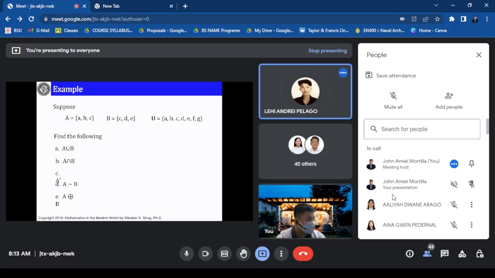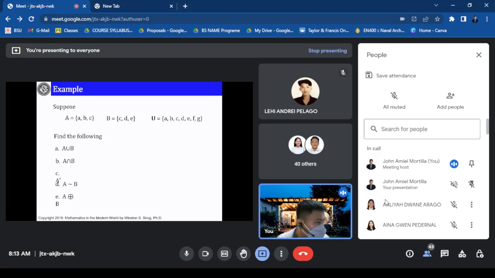BSFG po. A. D, E, F, G. Pakiulit. Narinig ko is D, E, F. Tama? D, E, F, G. Okay.